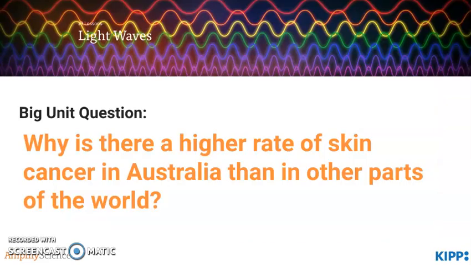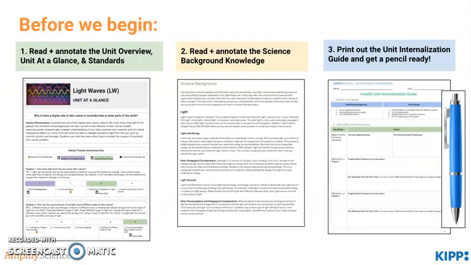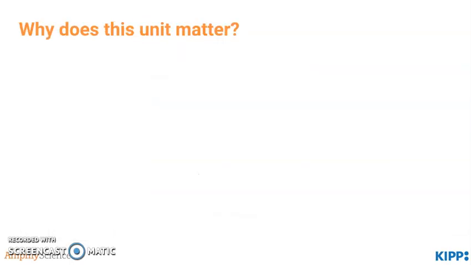In this Light Waves unit, the phenomena students focus on is skin cancer in Australia. So their big question is, why is there a higher rate of skin cancer in Australia than in other parts of the world? Before we get into talking more about the unit, there is some pre-work that you should do to help this all make a lot more sense. Please pause the video and hit resume when you have finished the pre-work.